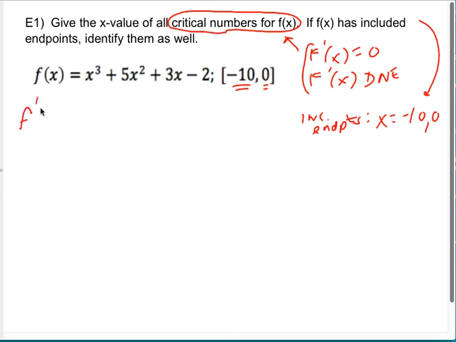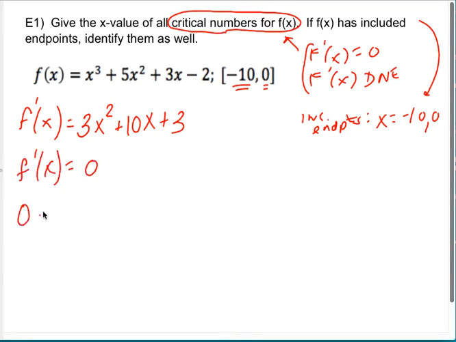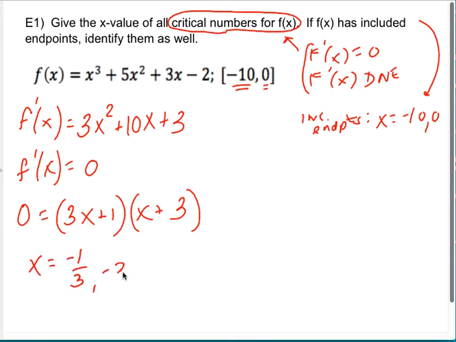So let's go ahead and find f prime of x. F prime of x is going to be 3x squared plus 10x plus 3. I want to know when f prime of x is 0. Well, that's going to be when 0 equals 3x and x. I need a 10 there, so this will be a plus 3 and a plus 1. Yep, FOIL to check in your head. So I get that x is negative 1/3 or x is negative 3.